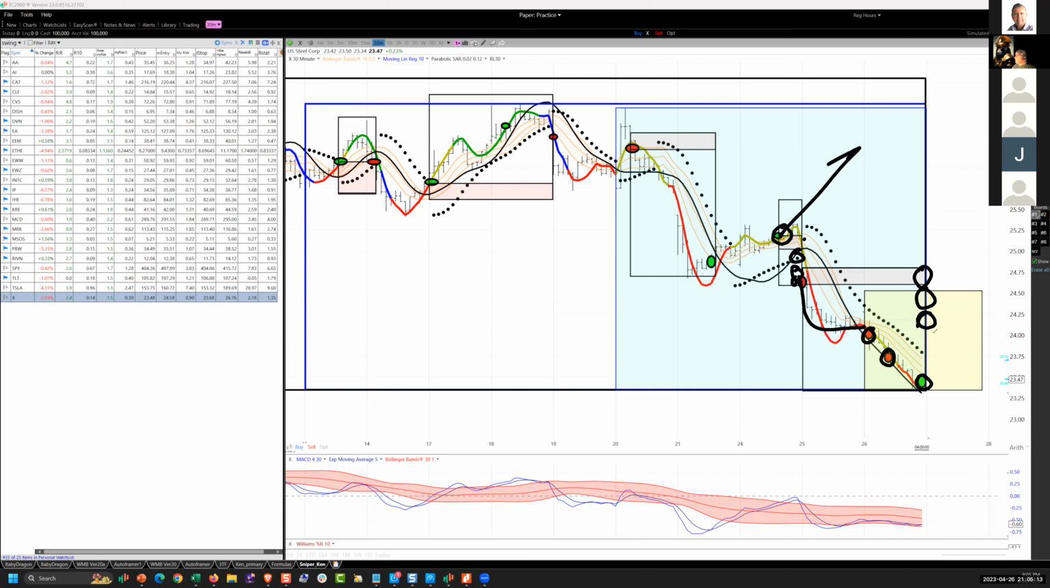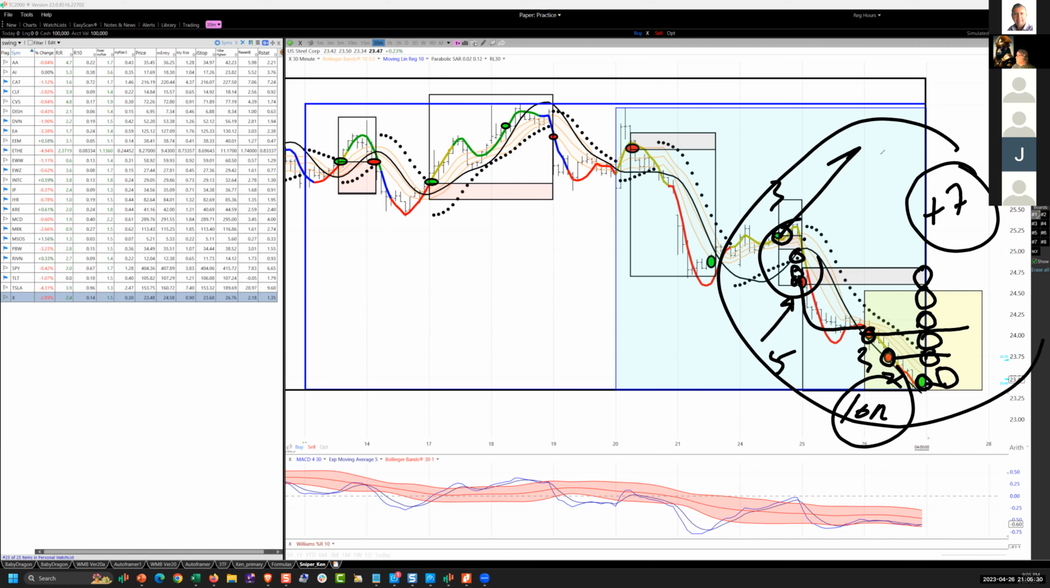So 1, 2, 3, 4, +5 on the first one. On this one, it's +3, and on this one, it's +2. So that's 10R to offset the 3R loss. So net 7 on that whole cycle.